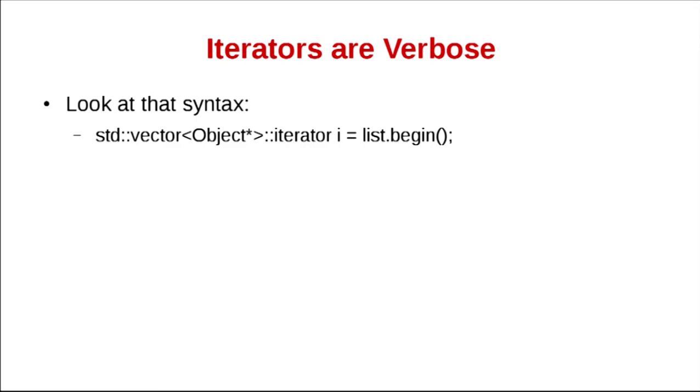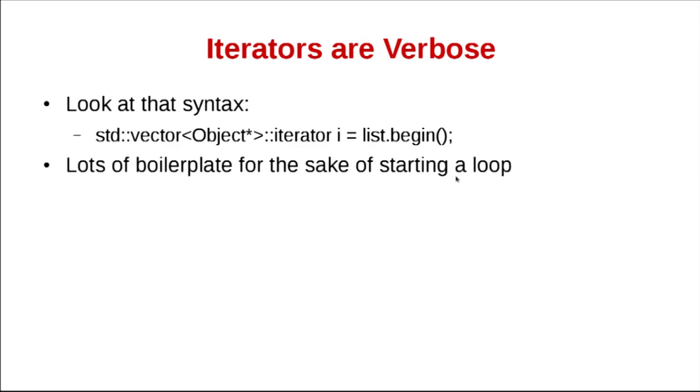And yet, what we have to do is std vector. We don't necessarily need this. Object of whatever type we're using. Maybe a pointer to it, maybe not. We're making an iterator of I, and we do list.begin. That's pretty dang verbose. There's lots of boilerplate code that goes into starting this loop. It can be a real pain to do it over and over again. Who wants to do that?